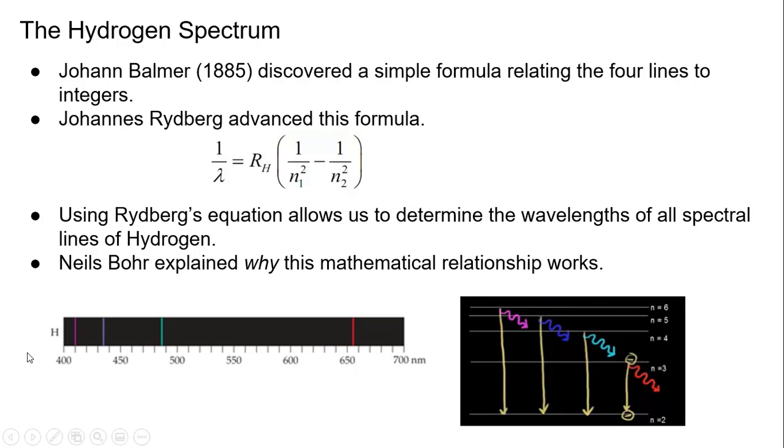If you see here, this purple represents this one, this blue represents this one, this green-blue, turquoise I'm going to say, represents this one, and red represents this one. So we could plug in the different energy levels that these electrons go from the excited state down to, whatever state it goes to, and we can determine what the wavelength can be for these.